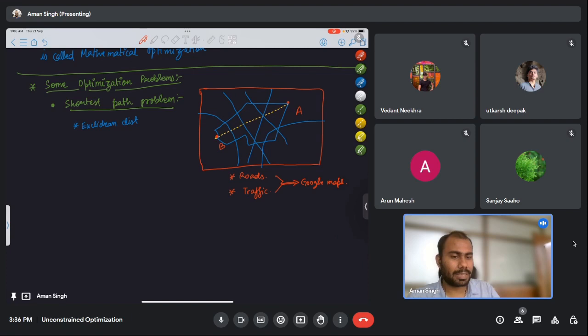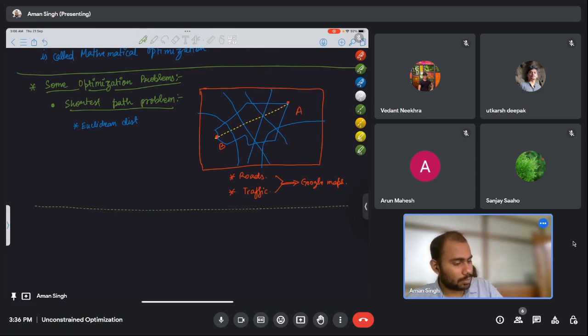Don't worry. Till then, I will continue. So I was saying that Google Maps solves this optimization problem of going from point A to point B through roads, through traffic, etc.